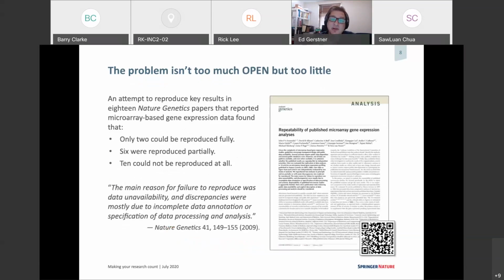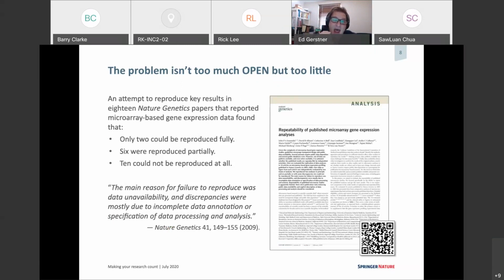And the problem isn't about too much open, but too little. So some years ago, we published an analysis of microarray gene expression papers. These were papers that were published in Nature Genetics, which is one of the world's leading genetics journals. So the research there you would expect to be of the highest caliber.